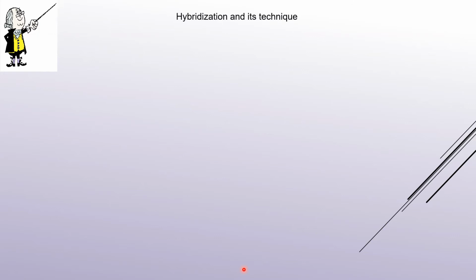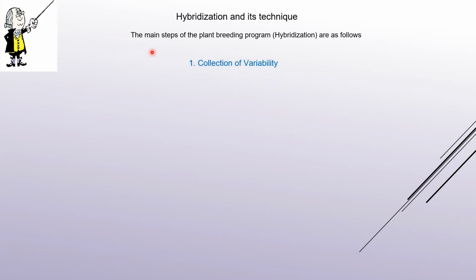We need to understand hybridization and its technique. Now this hybridization technique involves different steps. The main steps of this plant breeding program are as follows. The very first step is collection of variability. It means you are going to collect the plants of different varieties such as disease resistance, good quality of the seed produced, good quality of the fruit produced, pesticide resistance, the plant which will be able to tolerate various environmental conditions. That is nothing but the collection of variability.